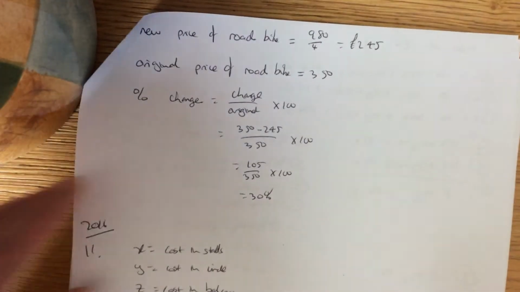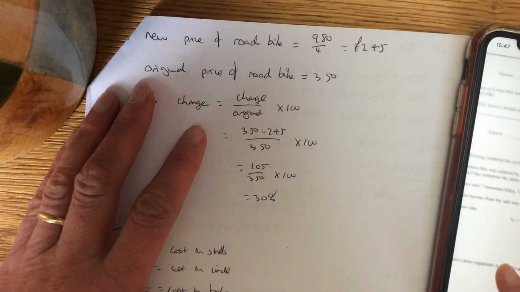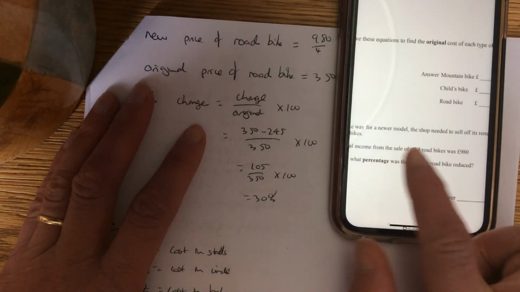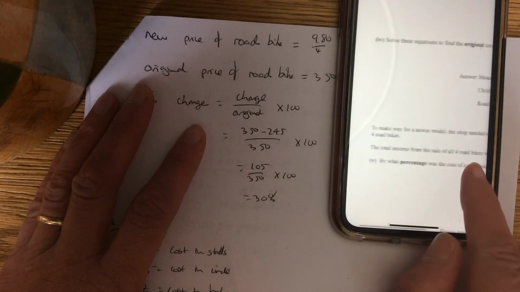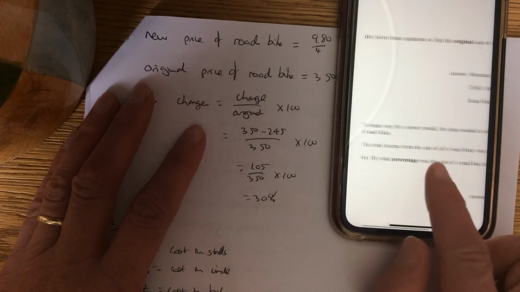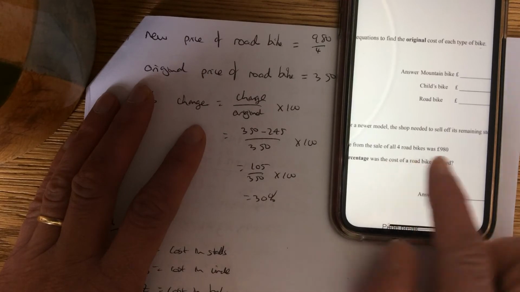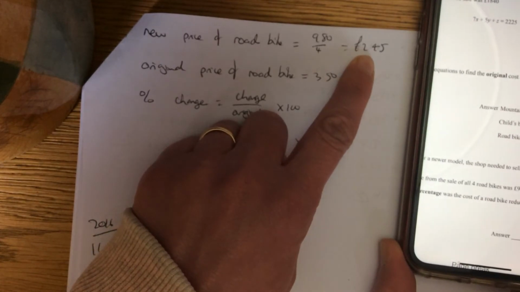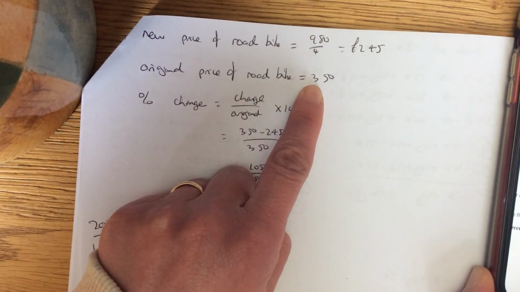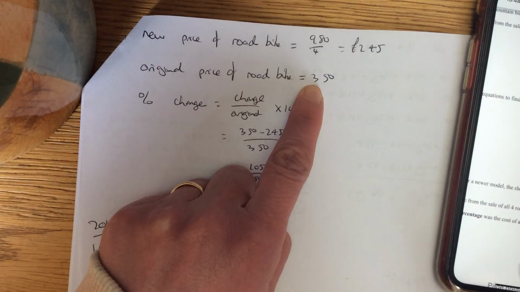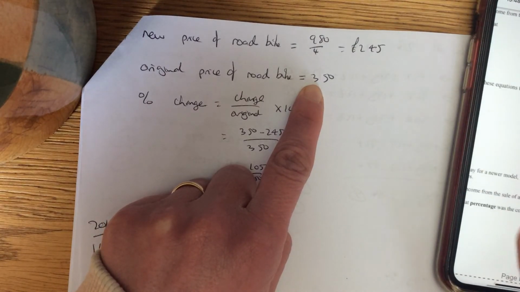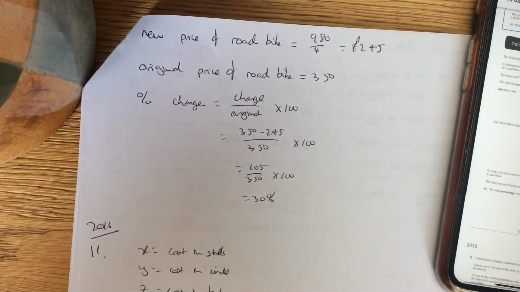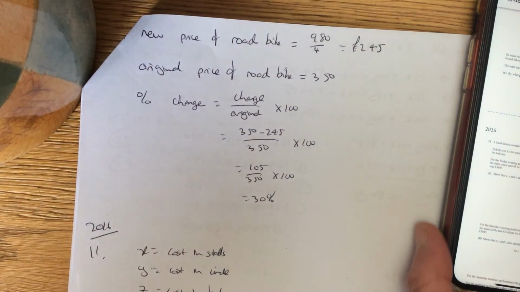Now this question goes on a wee bit. You've worked out your x, y, z. The next bit now says, to make way for a newer model, the shop needs to sell off its remaining stock of 4 road bikes. The total income of these 4 road bikes was 980. So each road bike was going to be 980 divided by 4. They sold each one for 245. The original cost was 350, and we want what percentage it was reduced. So it was the change over the original times 100. That's just going through your wee bits there. So, an awkward wee question there. They are long, to be fair.